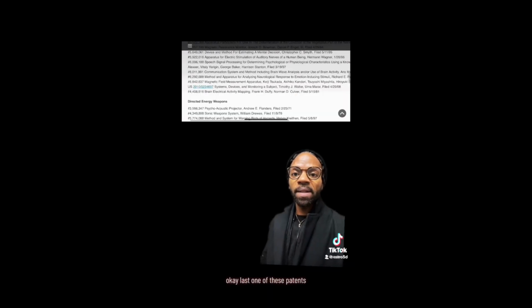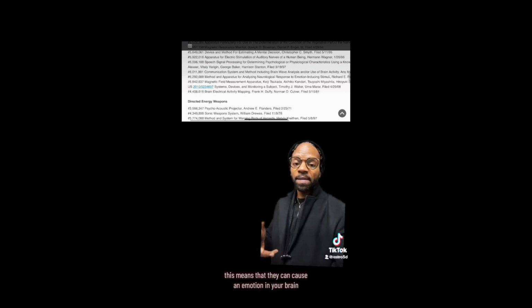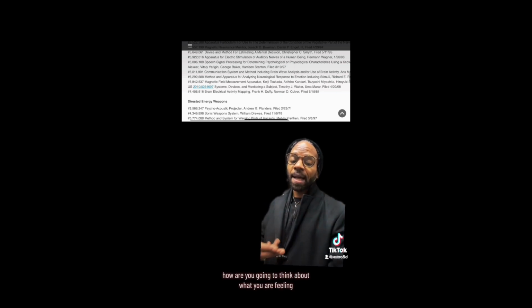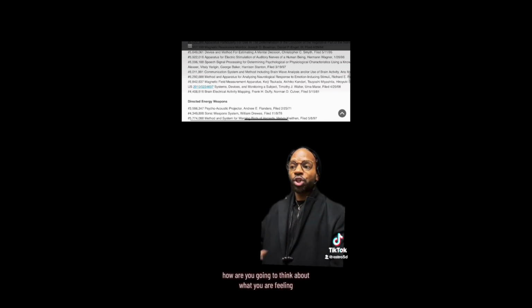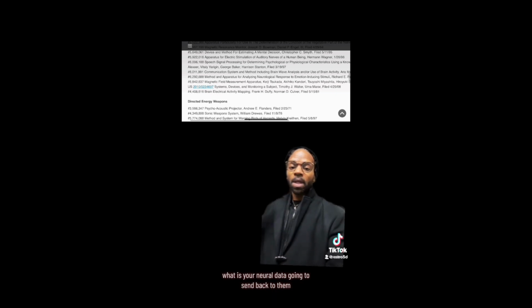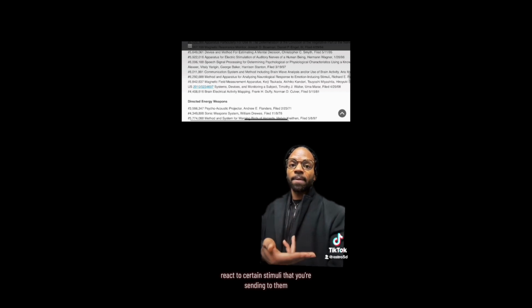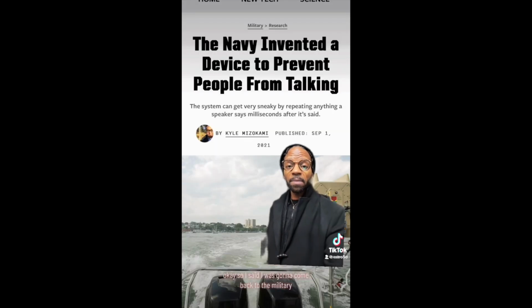Okay, last one of these patents, method and apparatus for analyzing neurological response to emotional inducing stimuli. This means that they can cause an emotion in your brain and then in real time get your neurological response. How are you going to think about what you are feeling? What is your neural data going to send back to them? Do this enough times, you then know exactly how somebody will react to trauma, react to certain stimuli that you're sending to them.